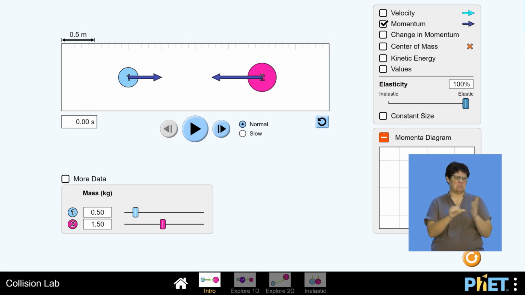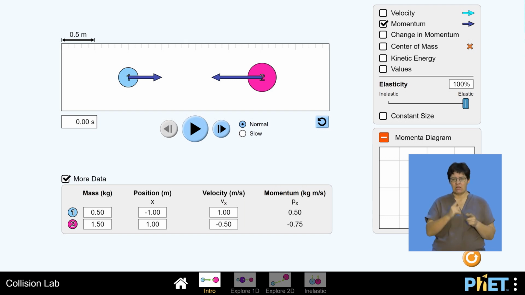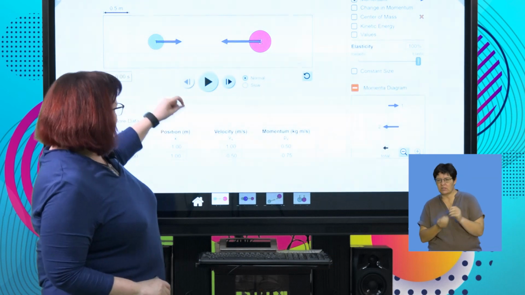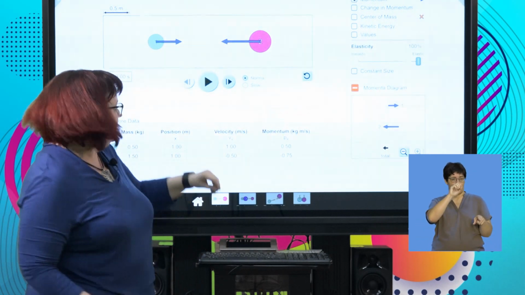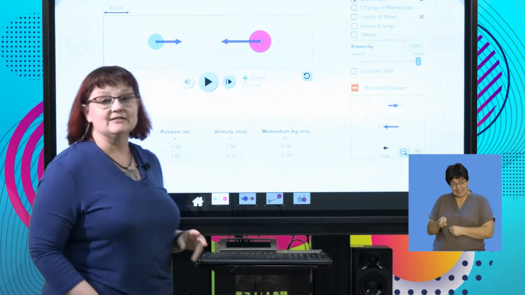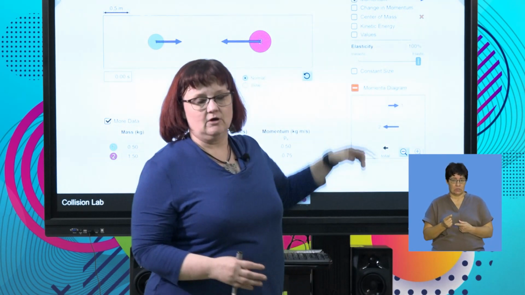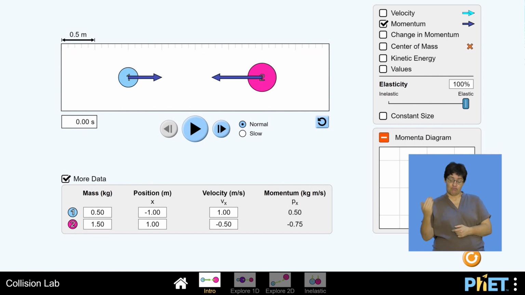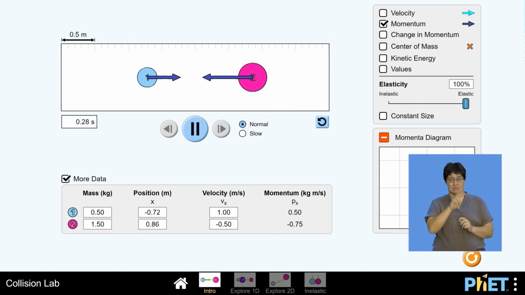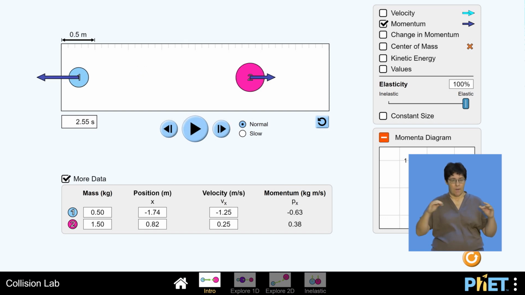At the bottom, I've got a whole bunch of stuff, so I can already see that the momentum of my first object is 0.5. The momentum of my second object is minus 0.75. We're not going to worry for this part how we calculated that momentum, because that's not what I'm trying to show you. By default, I can't change it on this, we're taking to the right as positive. That's what we're going to work with. So let's press play. They bounce off and away they go.